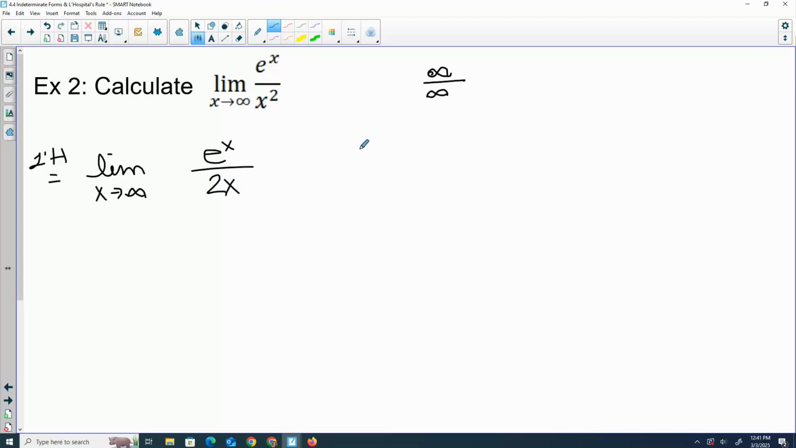So now, what's e to the infinity? What's 2 times infinity? Do we know what infinity over infinity is? I don't know. But if it's 0 over 0 or infinity over infinity, what do we do? We have to do another derivative. Yeah, L'Hopital's a second time because it's still the indeterminate form. You just write it again. Keep writing. The derivative of e to the x is still e to the x. What's the derivative of 2x?